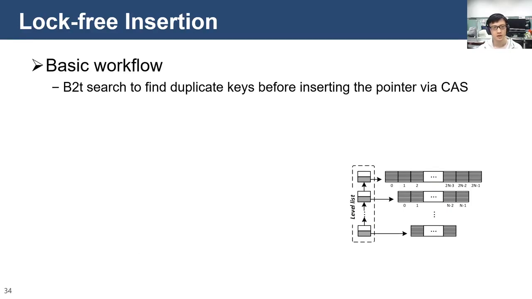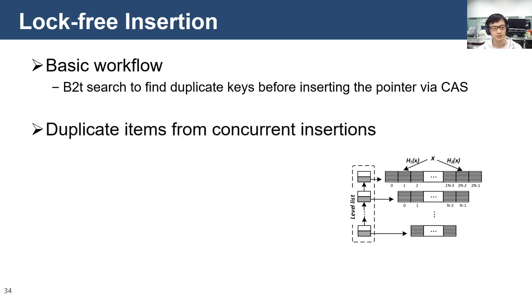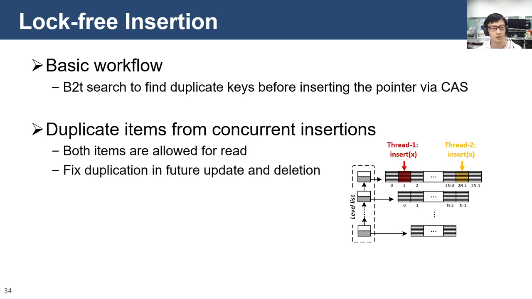For lock-free insertion, we first conduct bottom-to-top search to determine if the key is already inserted into the table. Only if the key does not exist in the table, we perform the insertion. The consistency is guaranteed by persisting the new item before compare swap the pointer. However, there are two correctness problems for the basic workflow. First, concurrent insertions of the same key into different locations may lead to duplicated items. Since both items are allowed for read, we propose to fix duplication in future update and deletion.